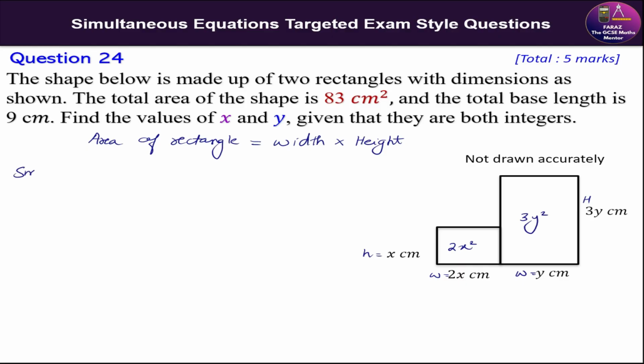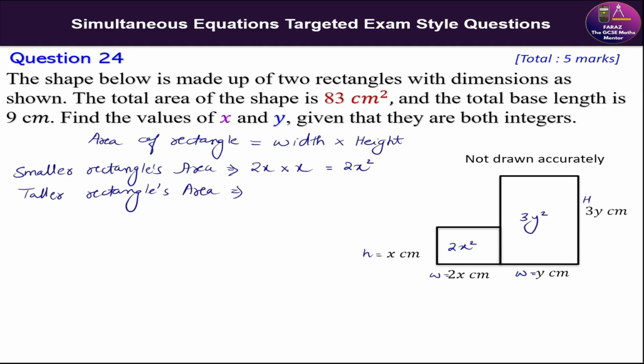So for the smaller rectangle, area equals width times height. The width of the smaller rectangle is 2x and the height is x, which means that it is 2x square. And the taller rectangle's area must be y times 3y, width times height, where width is y and height is 3y. So this will give you 3y square.